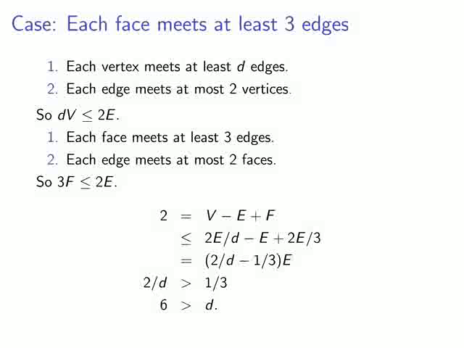Then v minus e plus f equals 2, assuming the graph is connected. That's the Euler polyhedral formula. We apply our two inequalities, so e times (2/d minus 1/3) is at least 2. Now 2 is positive and e is positive, so 2/d minus a third must be positive. That is, d is less than 6. Some vertex meets fewer than 6 edges. The 6-color theorem is complete, assuming each face meets at least 3 edges. A rigorous proof would deal with the other case, perhaps by showing it can't happen.